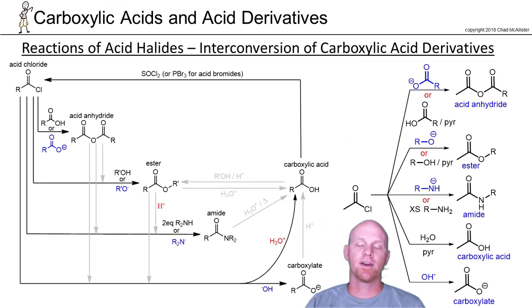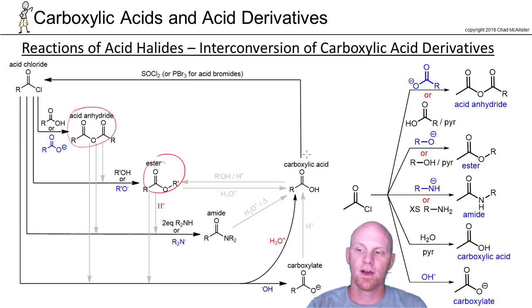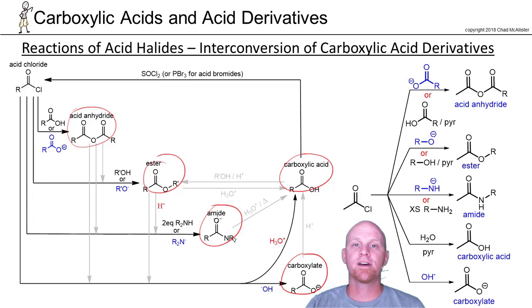And then we'll take a look at converting the acid chloride to all the other carboxylic acid derivatives. And again, since the acid chloride is the most reactive, you can convert it into any of them: the acid anhydride, the ester, the carboxylic acid, or the carboxylate, as well as the amide. All of them are possible. And if we take a look at how this works here, I've kind of summarized it on your sheet, but it's really all summarized in this chart.